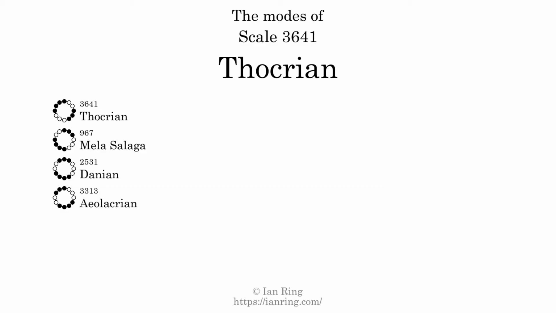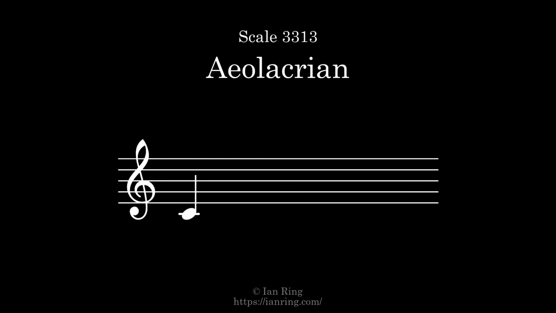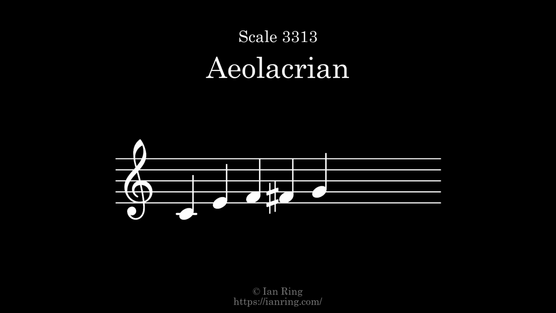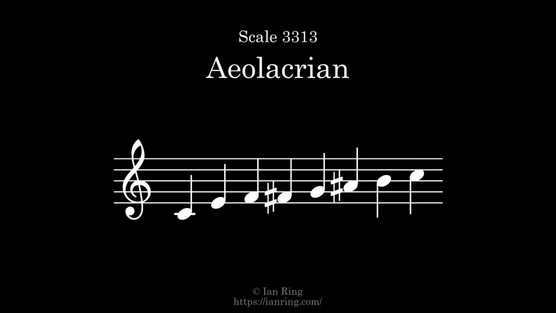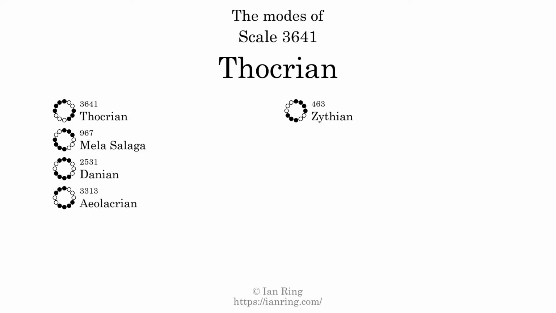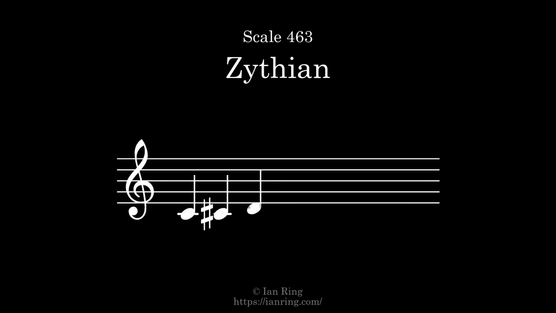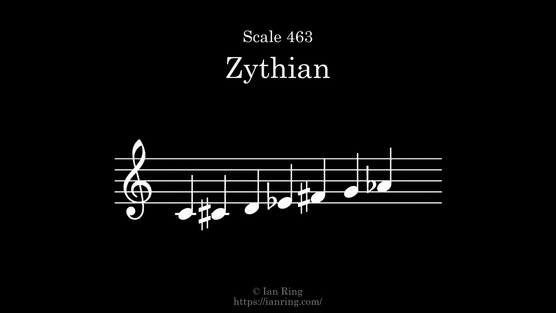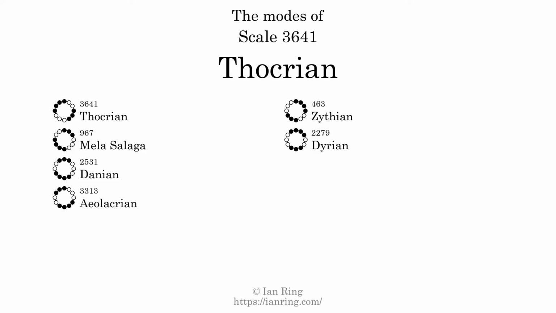The fourth mode is scale 3313, also known as Thocrian. It sounds like this. The fifth mode is scale 463, also known as Zithian. It sounds like this. The sixth mode is scale 2279, also known as Dirian. It sounds like this.